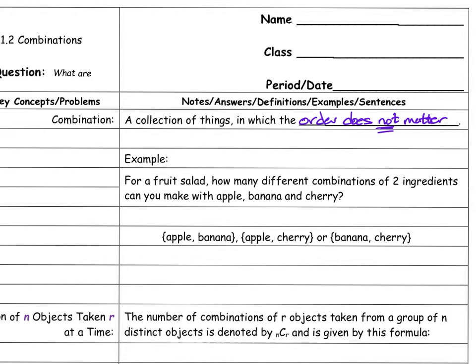So I want to think about whether the order matters or not. If it matters, it's a permutation. If it doesn't matter, it's a combination. An example is for fruit salad: how many different combinations of 2 ingredients can I make with apple, banana, and cherry? Well, I can make 3. I can do an apple and a banana, apple and a cherry, or banana and cherry. Because it doesn't matter what order it is in, I can put anything first and anything second. So that's what the difference is.